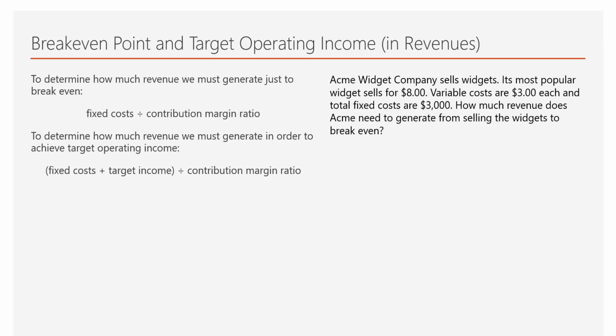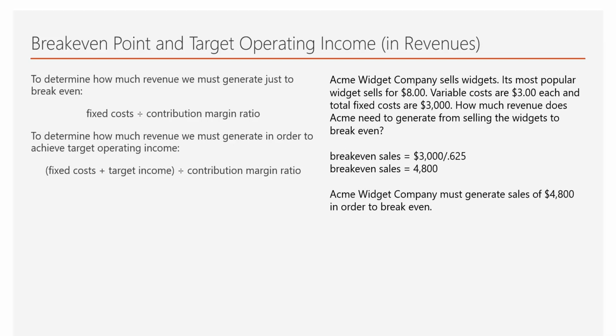So let's take a look at Acme Widget Company again. Acme Widget Company sells widgets. Its most popular widget sells for $8. Variable costs are $3 each, and total fixed costs are $3,000. How much revenue does Acme need to generate from selling widgets just to break even?